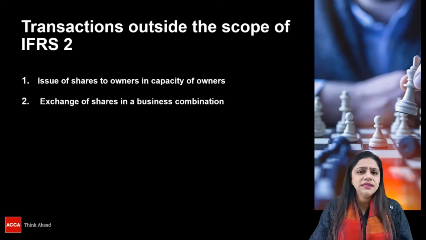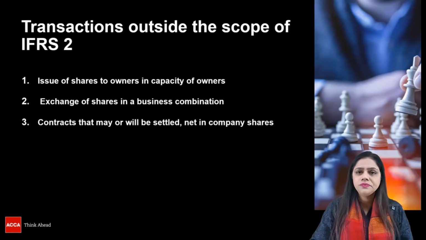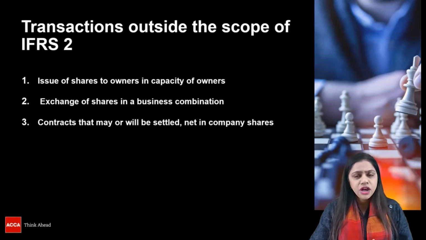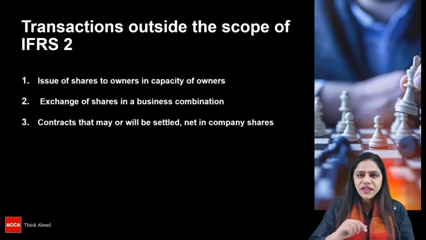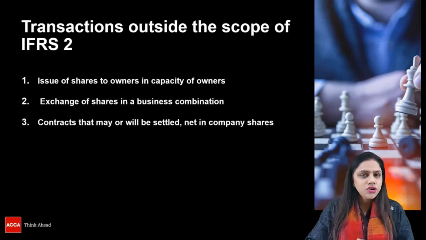So all of this comes under the scope of IFRS 3, and these share issuances are not covered in the scope of IFRS 2. And lastly, when we talk about the contracts that may or will be settled net in company's shares, then also the net settlement, as you know, comes under financial instruments, and these are not covered under IFRS 2. So very importantly, in your scenario, first of all, always read the question carefully and identify whether it comes under this standard or not.